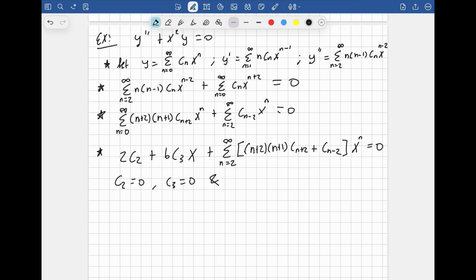and find our recurrence relation, solving for the highest n, which is n plus 2. So c to the n plus 2 equals negative c to the n minus 2 over (n plus 2)(n plus 1), and that is our recurrence relation.